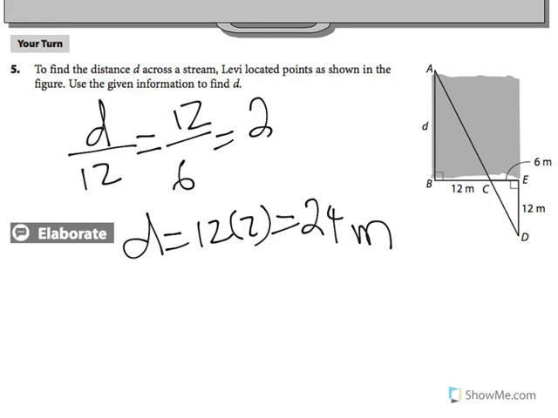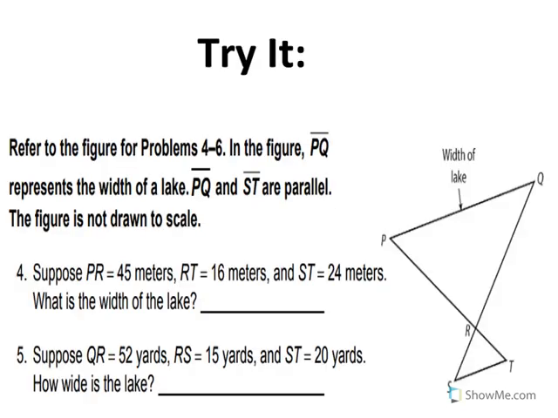Okay, so let's go on to our next example. So here, refer to the figure for problems 4 through 6. In the diagram, PQ represents the width of a log. PQ and ST are parallel. The figures are not drawn to scale. Okay, so it is important that these two are parallel. That means that this angle and this angle are congruent by alternate interior angles.